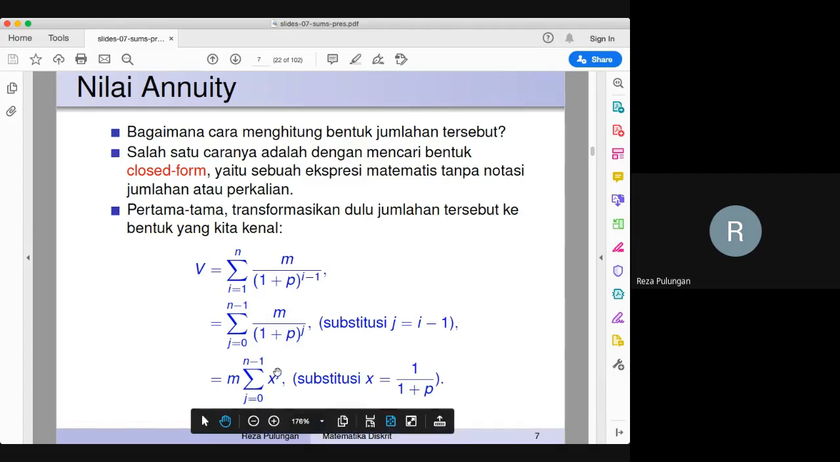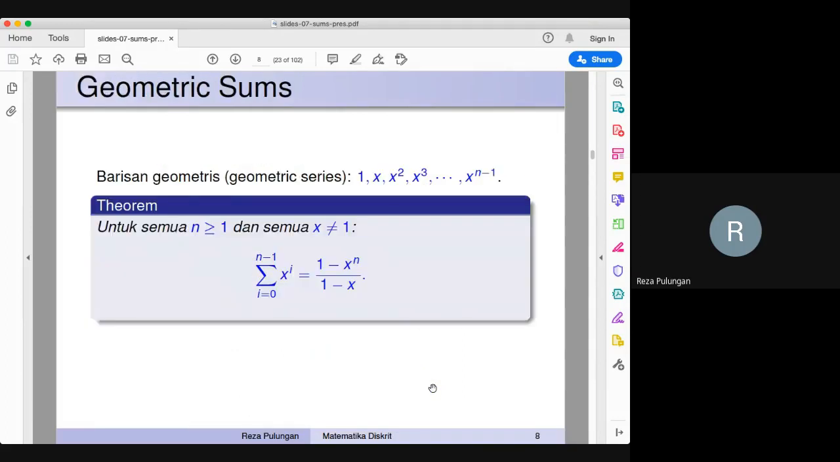So basically, I will substitute x for 1 divided by 1 plus p. If I substitute x is equal to 1 divided by 1 plus p, then the whole thing becomes the summation of j from 0 until n minus 1, x to the power of j. Remember, look at this x. x is equal to 1 divided by 1 plus p. Okay, let's continue.